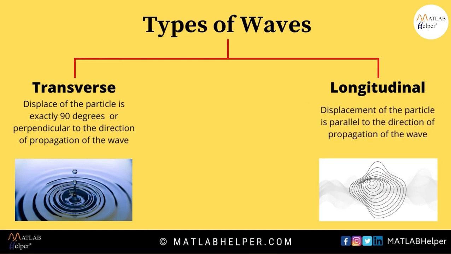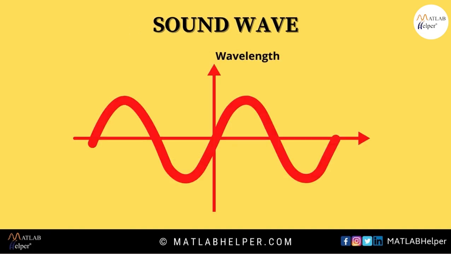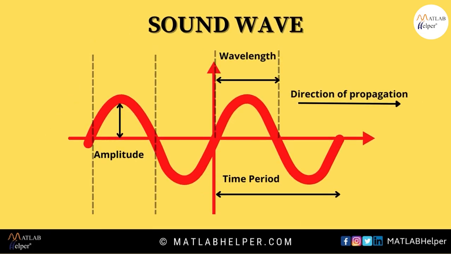Another type of wave is called the longitudinal wave, where the displacement of the particle is parallel to the direction of the propagation of the wave. The sound wave is the perfect example of longitudinal wave, and the particles oscillate back and forth about their equilibrium. This is what a sound wave looks like.